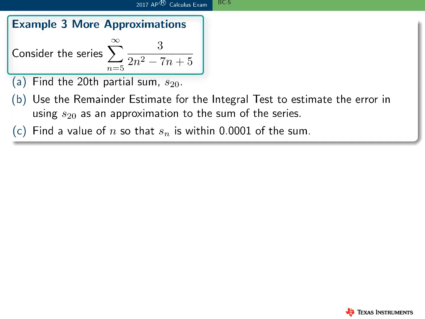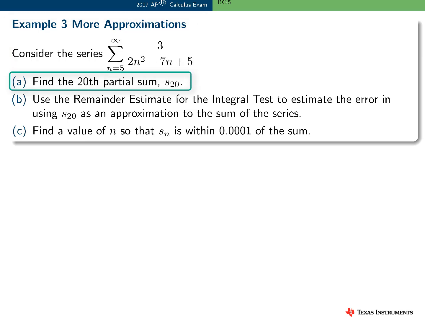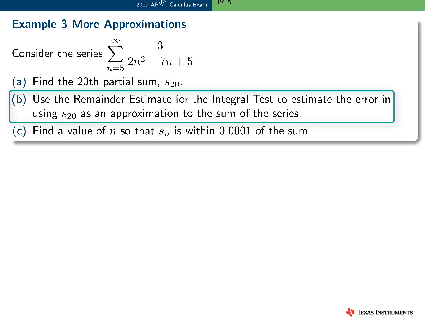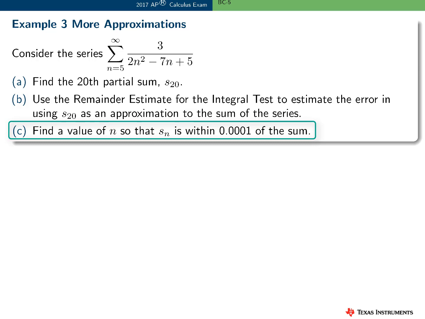And here's one more problem extension for your consideration. Consider the series presented in part D of the free response question. Find the 20th partial sum, that is S sub 20. Use the remainder estimate for the integral test to estimate the error in using S sub 20 as an approximation to the sum of the series. And finally, try to find a value of n so that S sub n is within 0.0001 of the sum of the series.